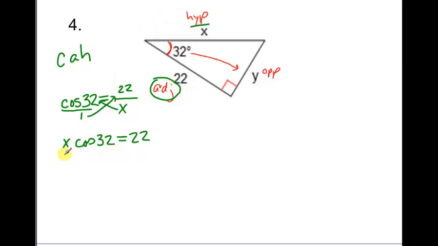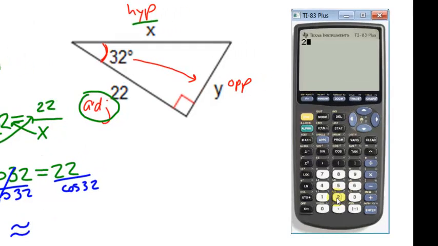Next step, we got to get x by itself. So let's divide the cosine of 32 both sides. Going to cancel those. Okay, calculating this. 22 divided by the cosine of 32. 25.94. I don't even get to round it to 26. About 25.9.